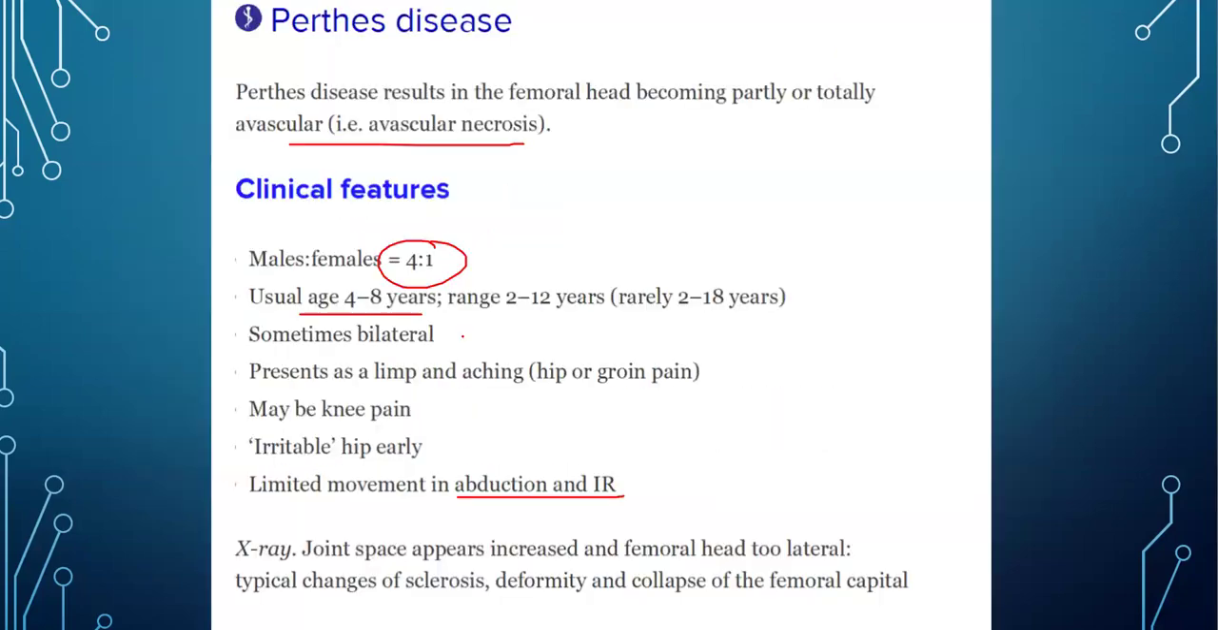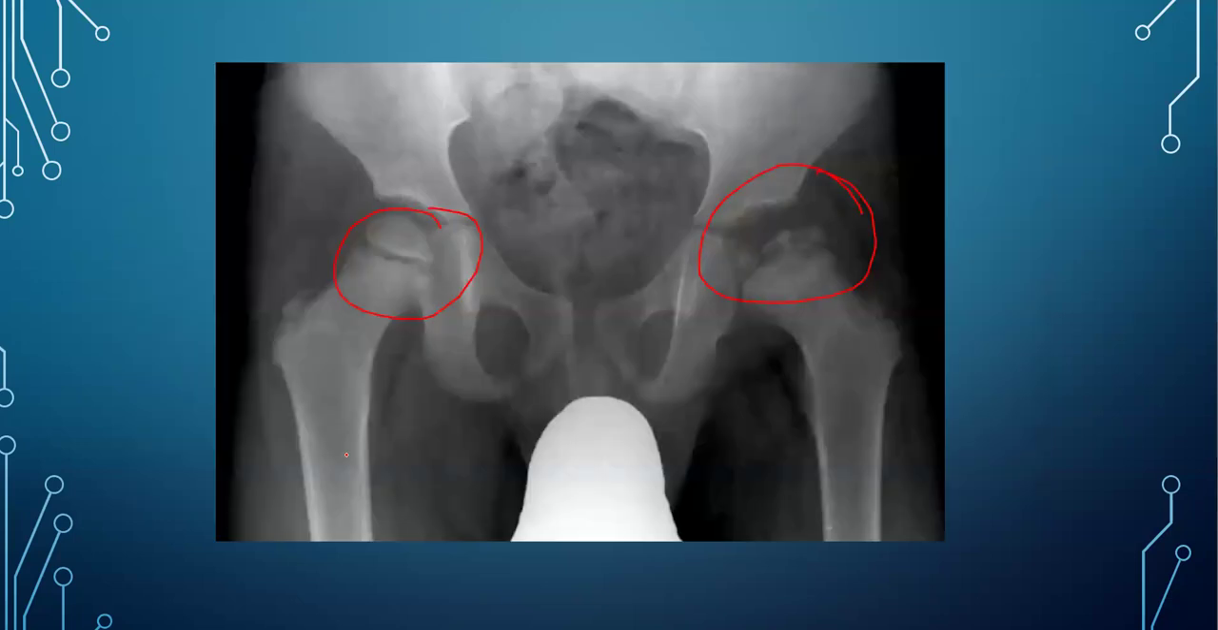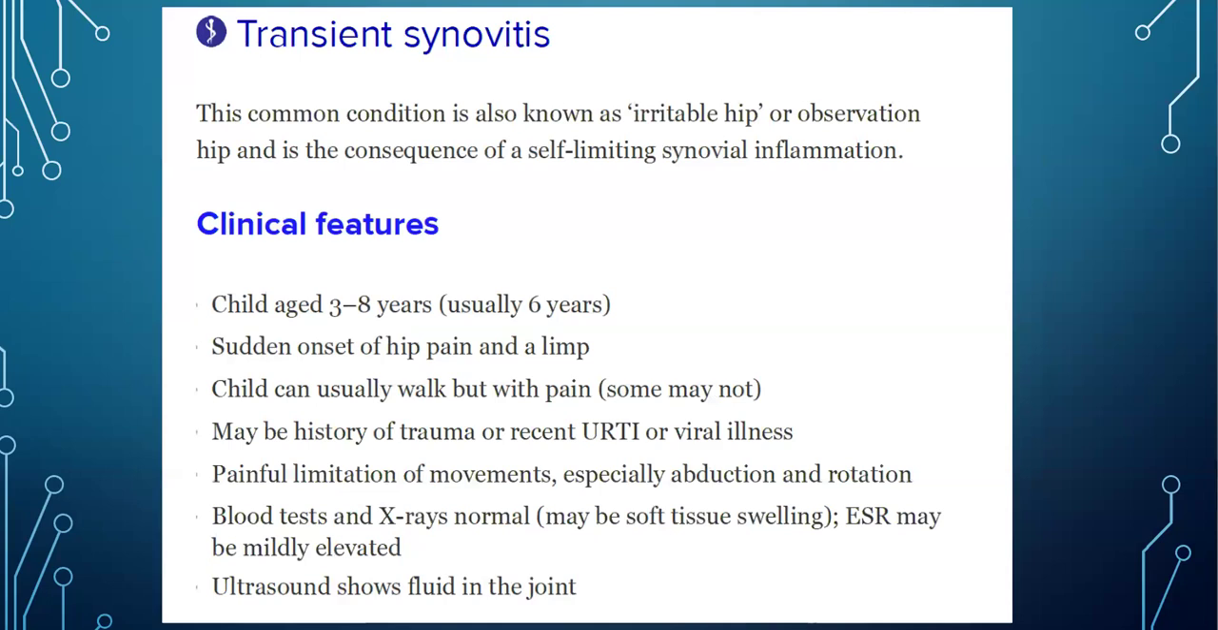So if you get this kind of X-ray, refer urgently to the orthopedic, and the choice of treatment will depend on the severity of the condition. Left untreated, it will eventually cause osteoarthritis in a child. So they might need to put on a cast or a splint.